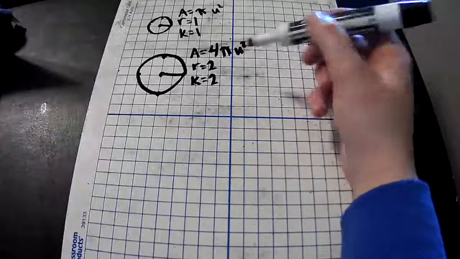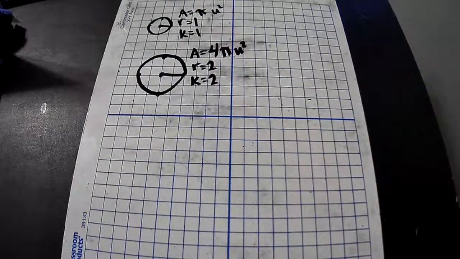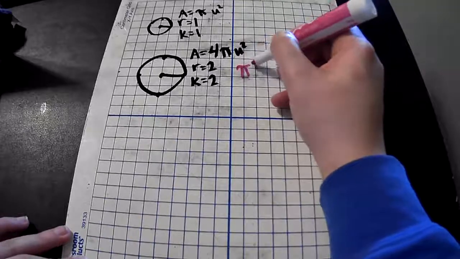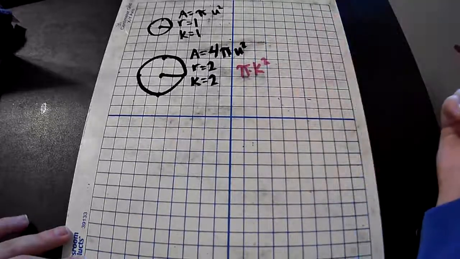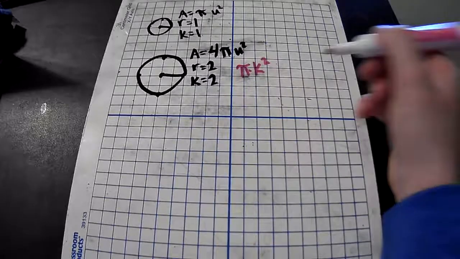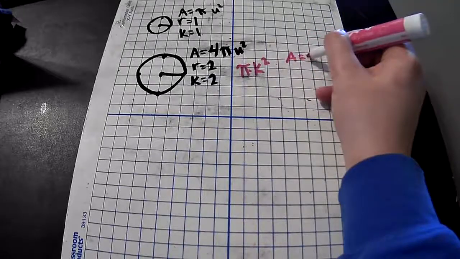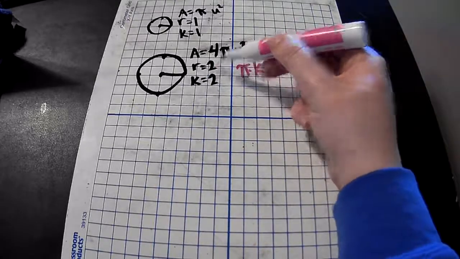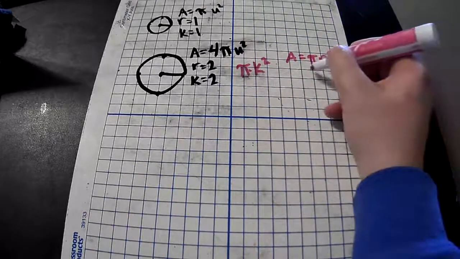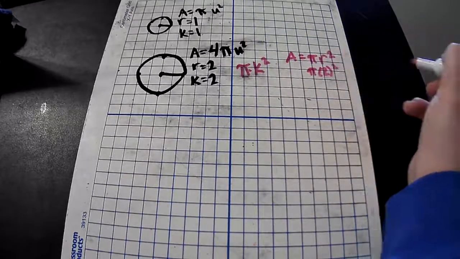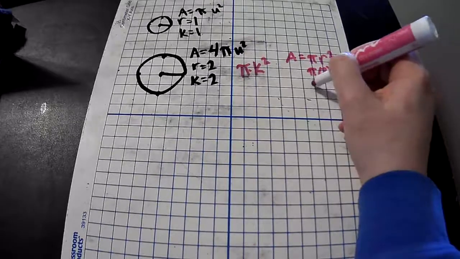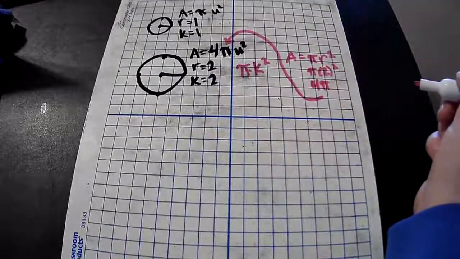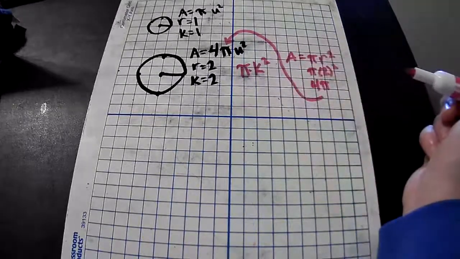So to get the area on this one, the process that we used was our original area of pi times k squared. Well, what if we did the area formula for a circle, pi times the radius squared? For this problem, the radius was 2. So if I plug in a 2 for the radius, now I have pi times 2 squared, or 4 times pi. And 4 pi square units is the same thing that we got from using our scale factor squared.